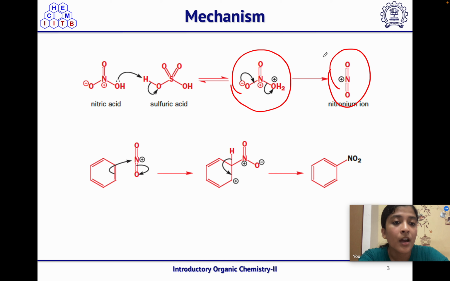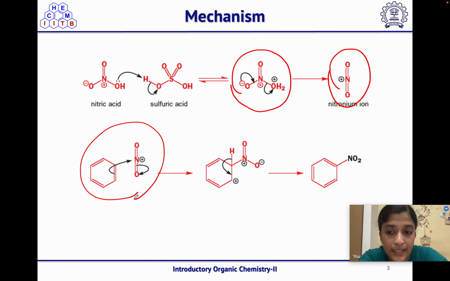Now let us see how this nitronium ion will react with this benzene ring. So as we have discussed, the electron density from this benzene will come and attack on this positively charged nitrogen atom, and the electrons will be pushed towards the oxygen. Then we can see that an intermediate species is formed where there is a carbocation generated on this aromatic ring, and the aromaticity of this ring is destroyed.